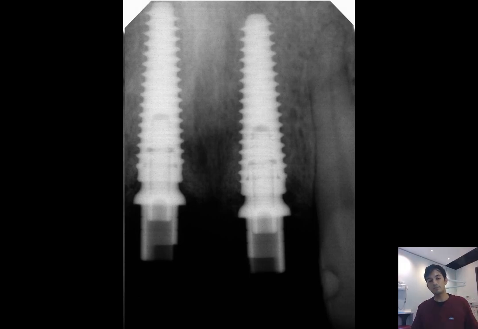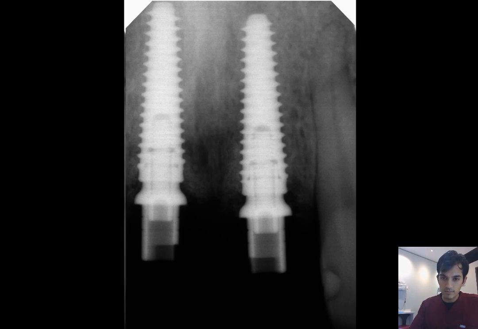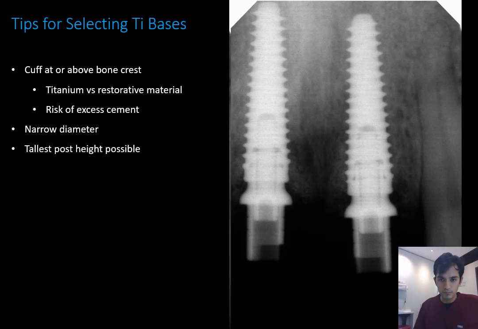Our final radiograph here shows our tie bases attached to the implants. On how I select my tie bases, for those of you who are going to start out digital, you get so many variations in tie bases. There's different cuff heights, different post heights, different diameters, just like you have with regular stock abutments. And how do we choose it here?